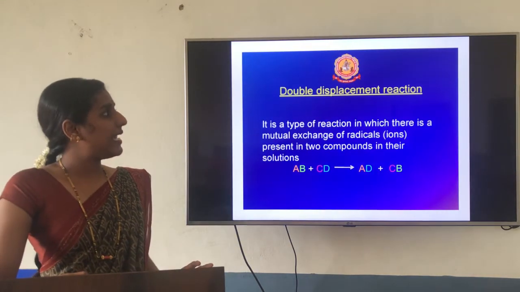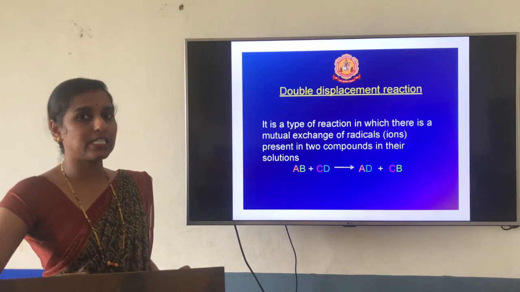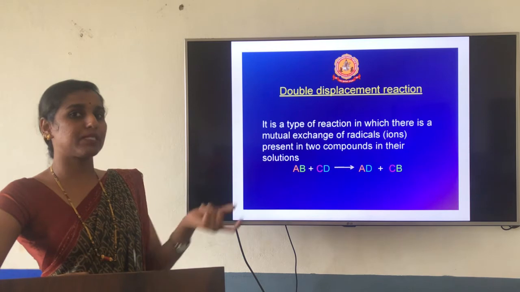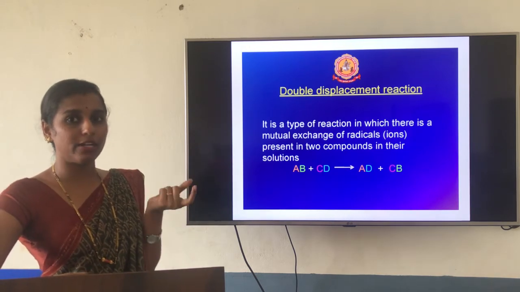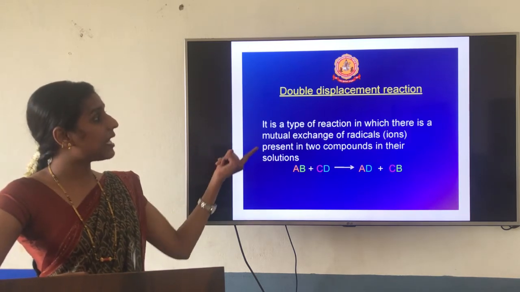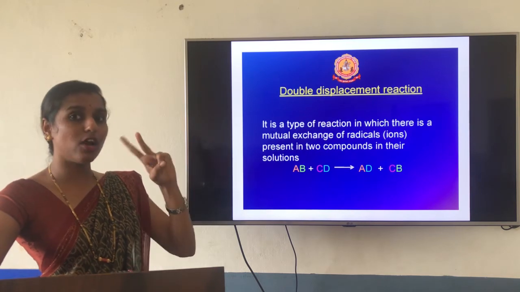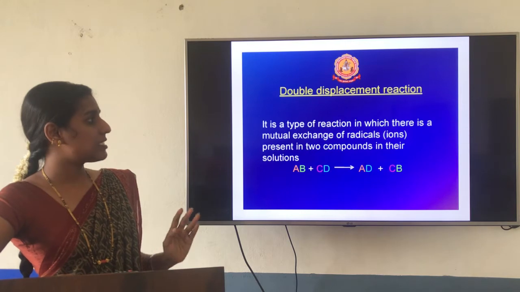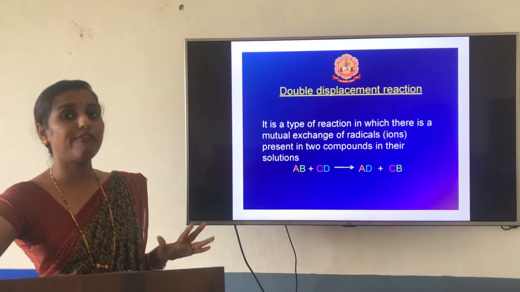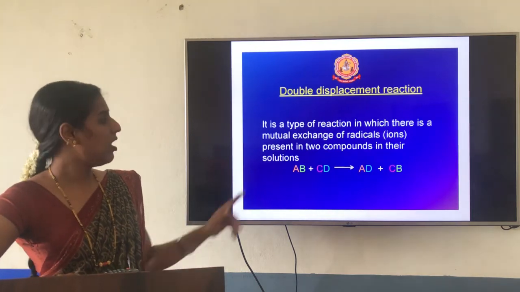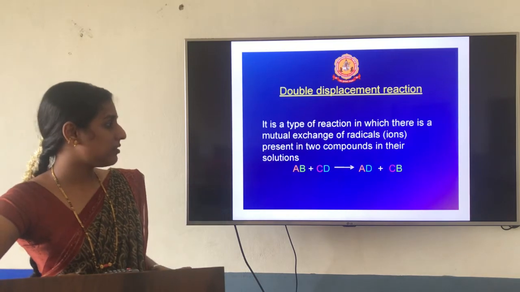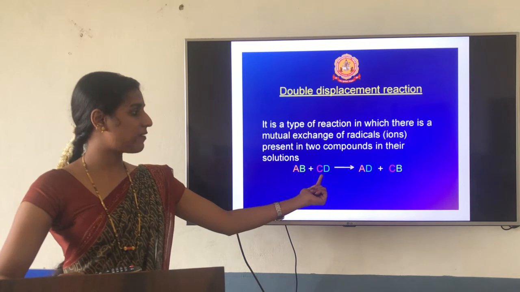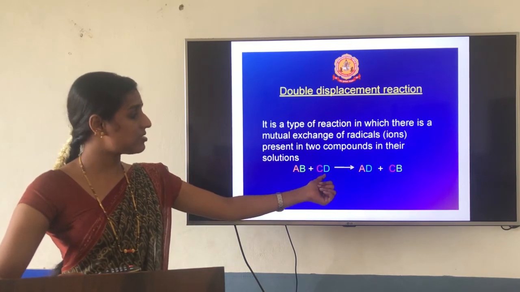Next we will go for the next type of reaction, that is double displacement. In displacement, a single substance, a single element or ion, gets displaced. Double displacement means two ions will get displaced. It is a type of reaction in which there is a mutual exchange of ions present in two compounds in the solution. Here two reactants are there, AB as well as CD. One is this reactant and another is this reactant.